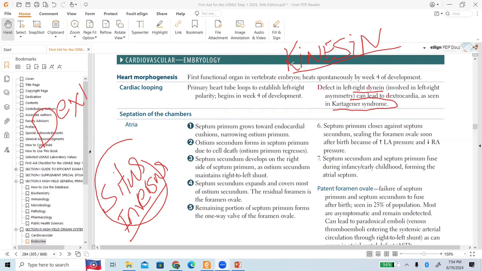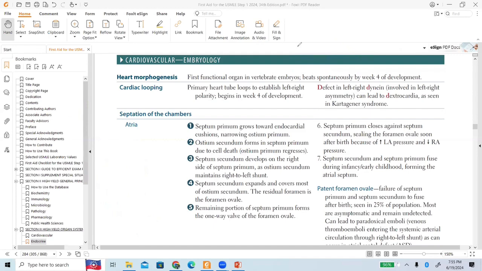Does it make some sense? Yes, it does. Okay, great. So moving toward the septation of the atria. Give me a moment. I'm going to raise this stuff.